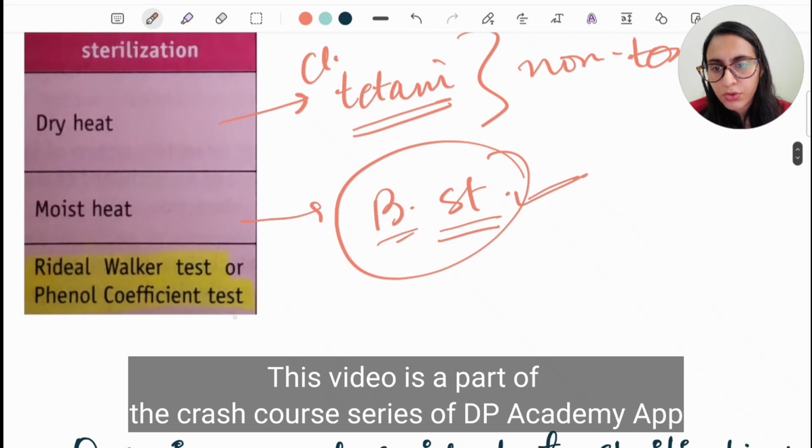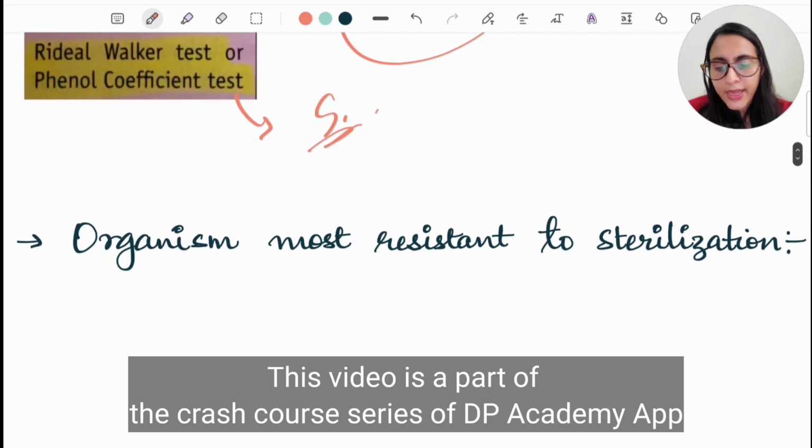Then we have the Rideal-Walker test or phenol coefficient test. In this we use Salmonella typhi bacilli. The organism most resistant to sterilization is prions.